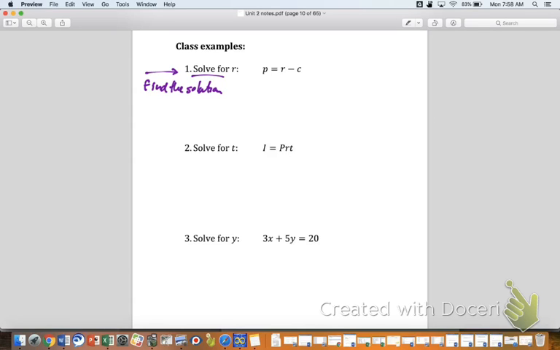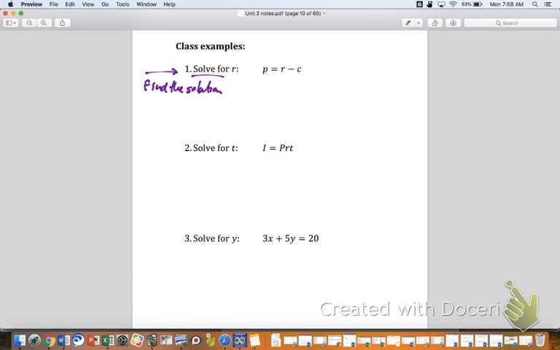Noel? Find the number that makes it true. Okay, and that's kind of what Josh is saying. Find the number, find the solution that makes it true. The only problem with number 1 is, where are the numbers? There are no numbers other than like it's 1p, 1r, minus 1c. I get that. But otherwise, there are no numbers anywhere. So that is true, Noel, but I don't think that's going to help us with this equation. There's another way to look at it.